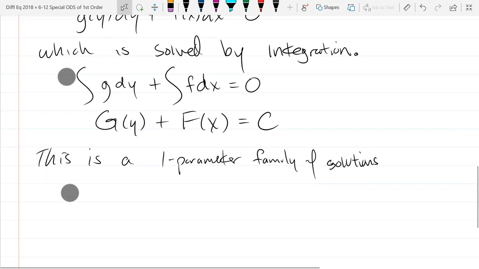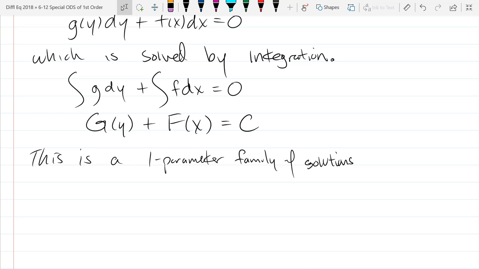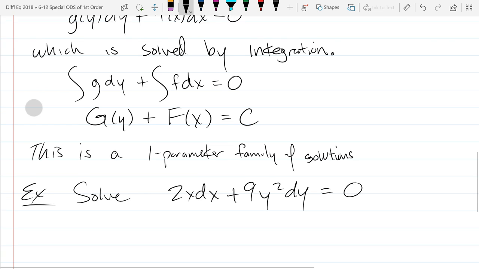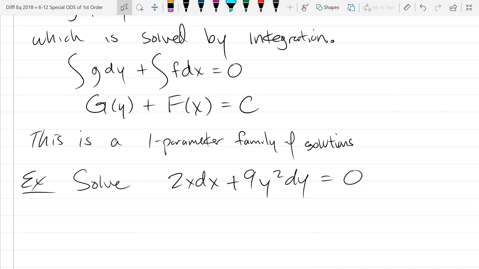So we have five examples we're going to solve now. I think I've written them in increasing order of difficulty. So this first example, I'm going to already have separated, so it should be really easy to solve. Let's write plus in between. So you get the x plus the y equals 0. So all you have to do is integrate, and you're pretty much done.